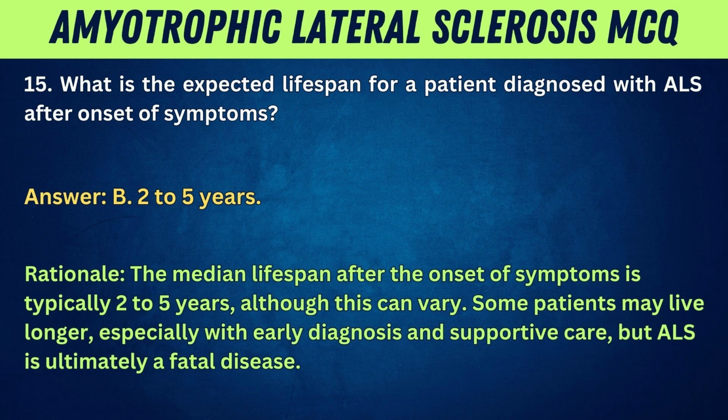Rationale: the median lifespan after the onset of symptoms is typically 2 to 5 years, although this can vary. Some patients may live longer, especially with early diagnosis and supportive care, but ALS is ultimately a fatal disease.